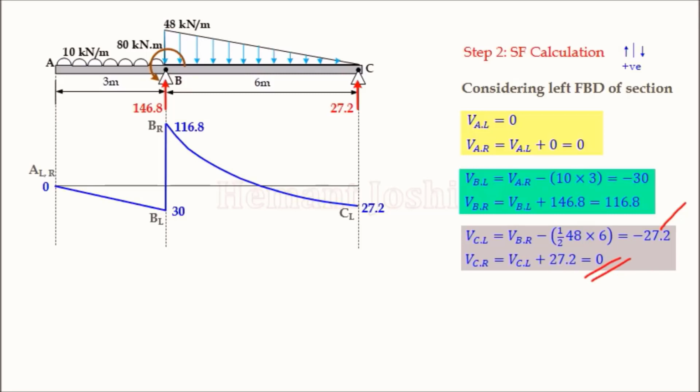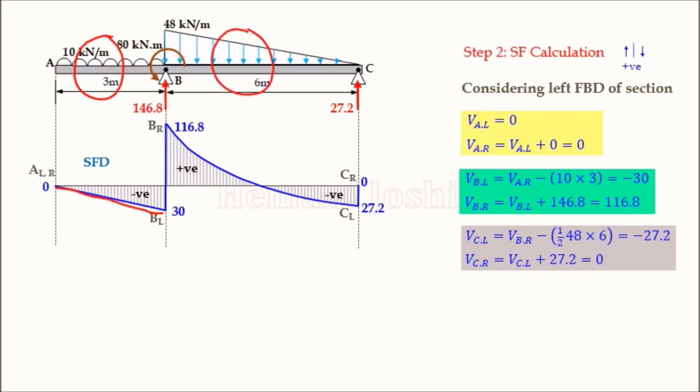Now the last point is this point, VC right. This is VC right, and we join this value by a vertical line. Once we plot our shear force diagram, as I said, we have to check our SFD nature. Observe that whenever UDL is acting, we say it is a sloping line. Yes, it is available. Sloping down.